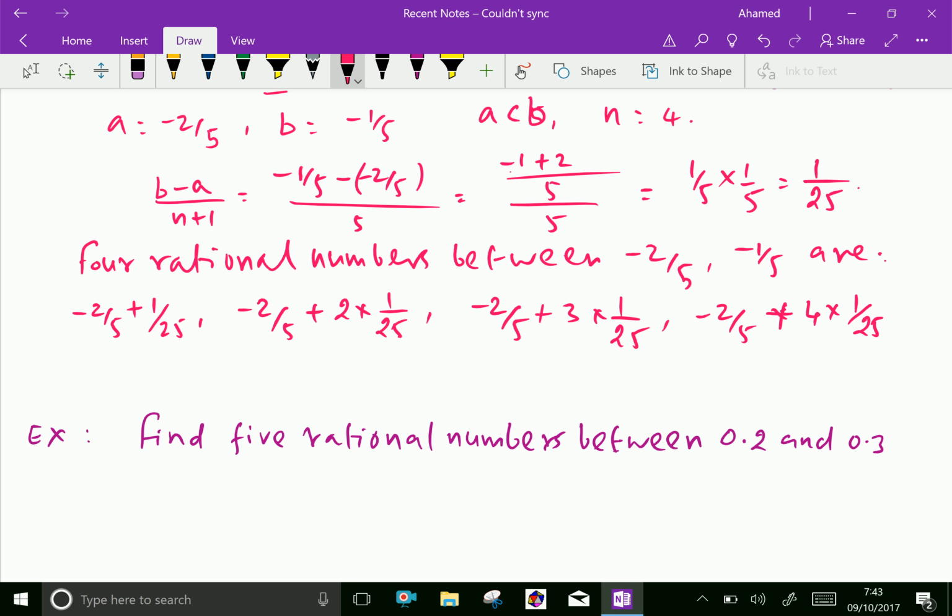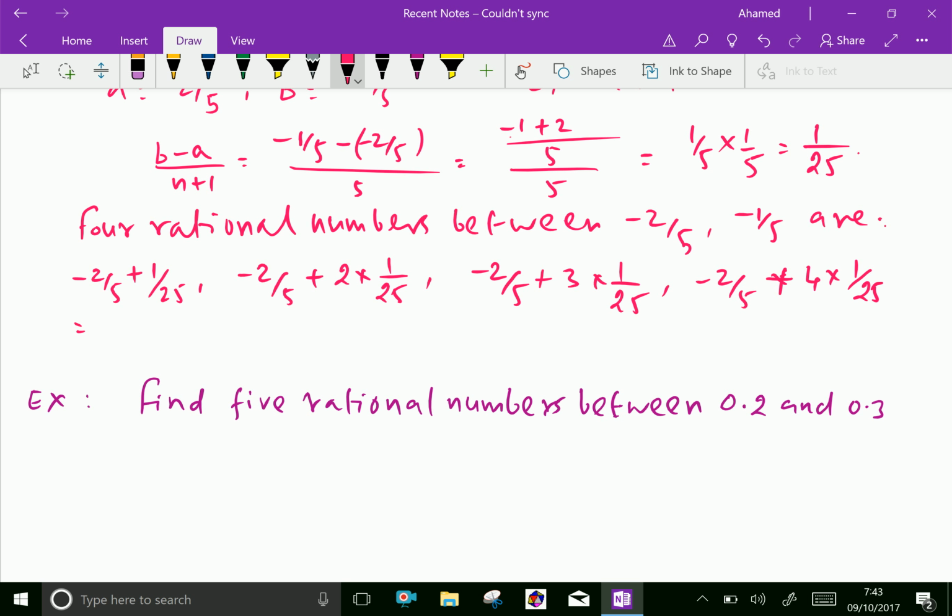Now we can write the answers. Here 25 is an LCM. After simplification we get minus 50 plus 1 over 25, which is minus 49 over 25, and the second number after simplification we get minus 8 over 25, minus 7 over 25 and minus 6 over 25 are our answers.